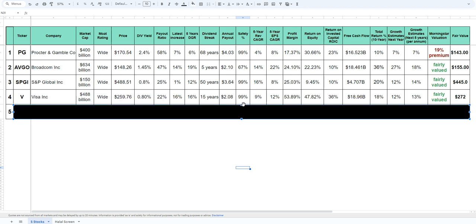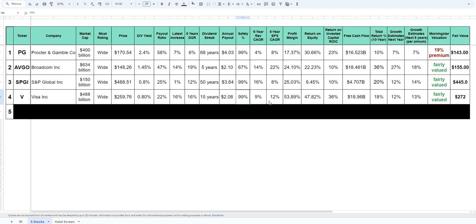Thank you. Right, the next one is Visa. You probably knew that was coming because it's one of my favorite companies. 488 billion market cap right now. When it comes to the dividend side of things, this company is absolutely amazing, but they don't actually pay a high yield. However, look at this, 22% payout ratio, which is absolutely amazing. Latest increase was 16%, the 5-year growth rate of 16%.